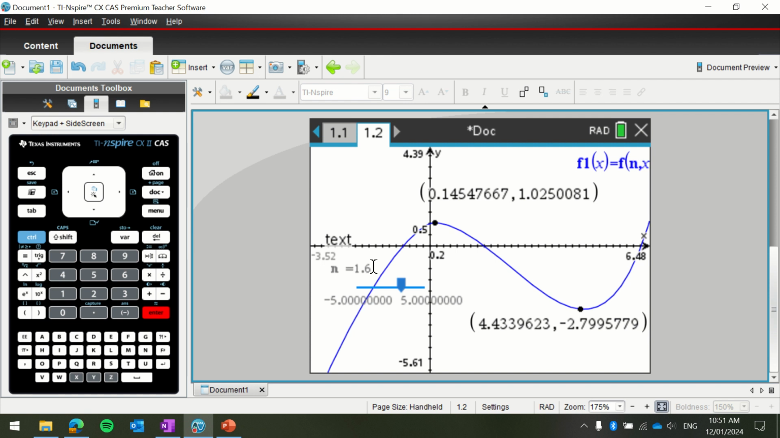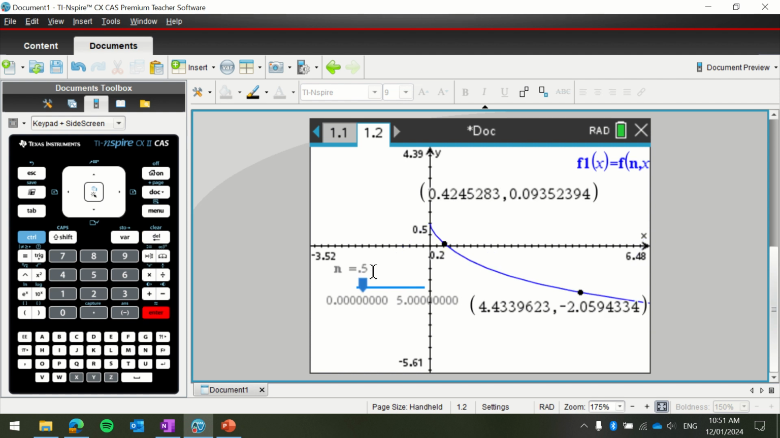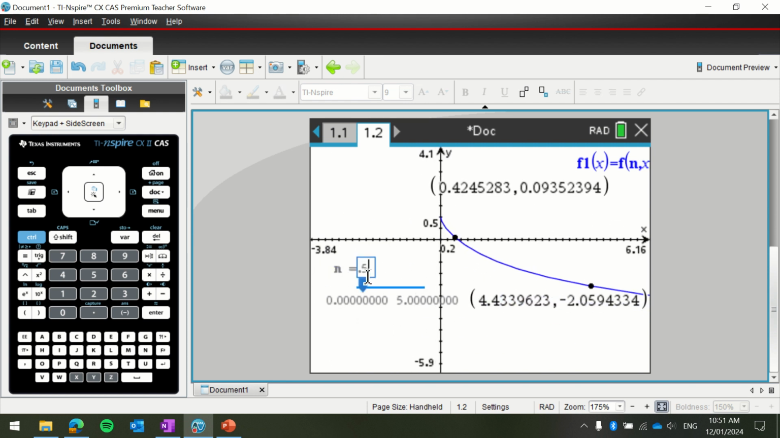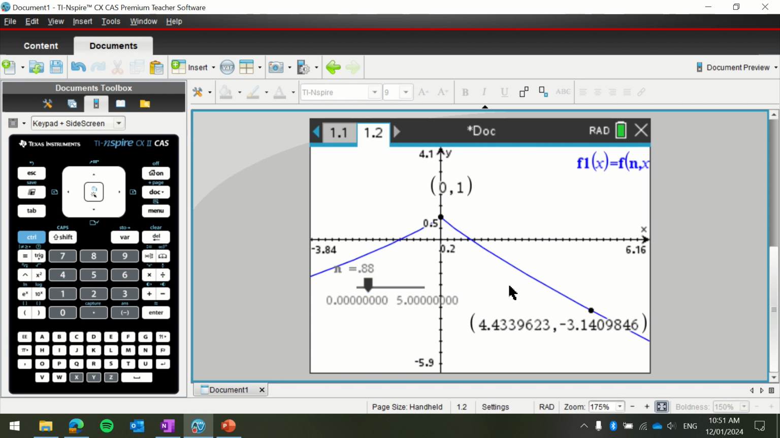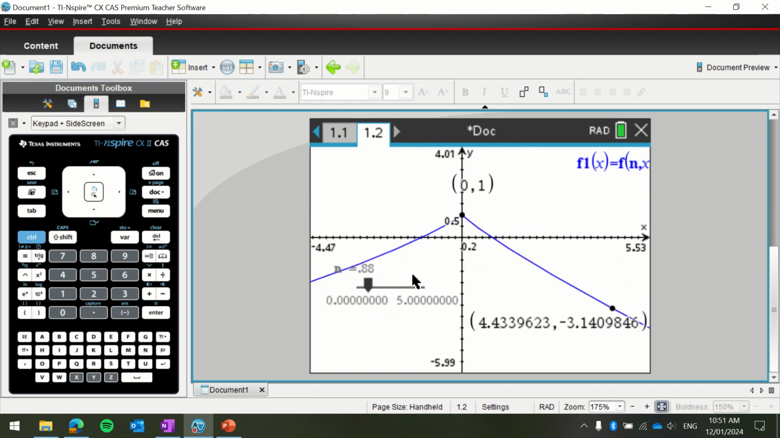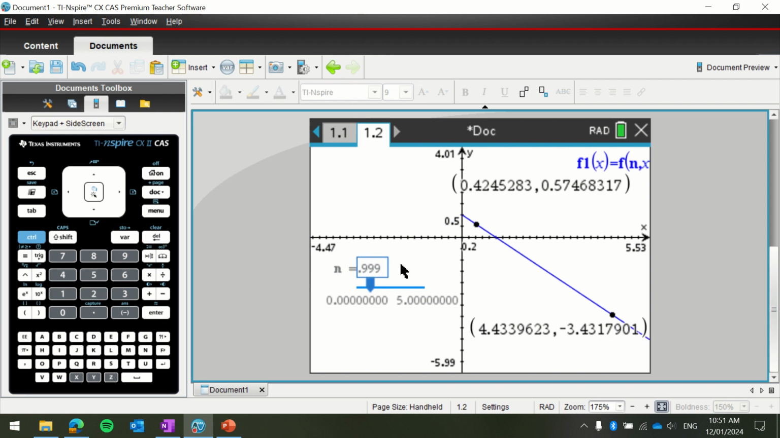1.6. No. Let me actually change this to 0. If it's less than 1, does it work? Well, there's a graph there, but it does not have a local minimum. It will just go on forever. What about 0.88? No, still doesn't work. There's no local minimum. Yeah, it looks like a straight line now.